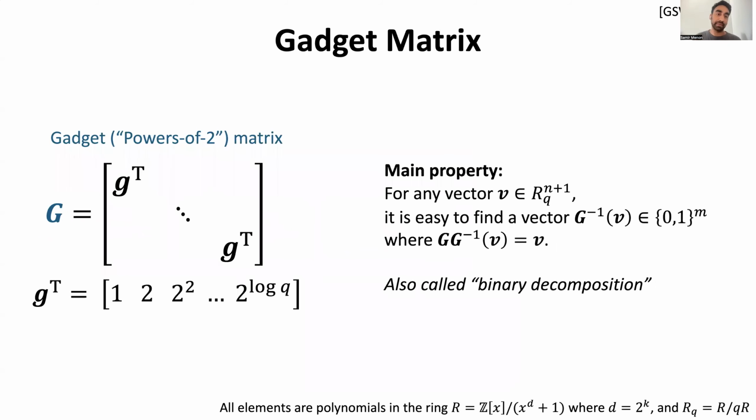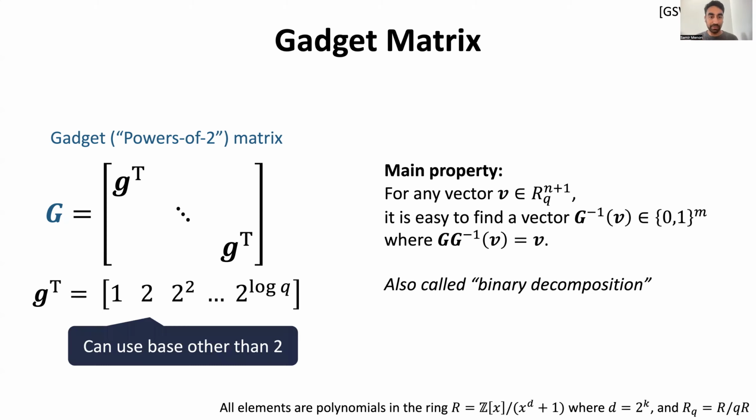And the reason is the gadget matrix has this nice property that it's easy to find what we call a gadget inverse of a vector, where the gadget times the gadget inverse recovers the vector, but the gadget inverse is only composed of elements that are bits. So here I've shown binary decomposition, and in the slides it's all binary, but of course you can use a base other than 2, and then the gadget inverse will have elements of that base. And we actually do use many different bases in our construction to achieve better noise growth.